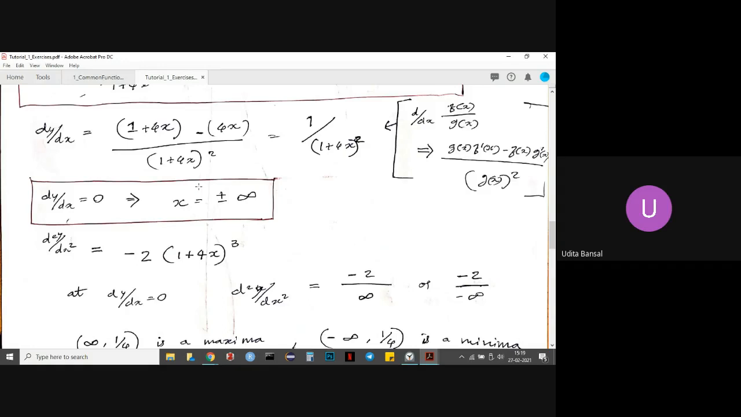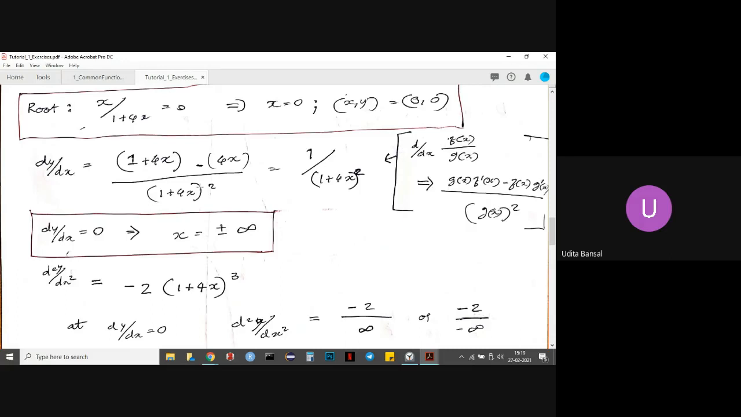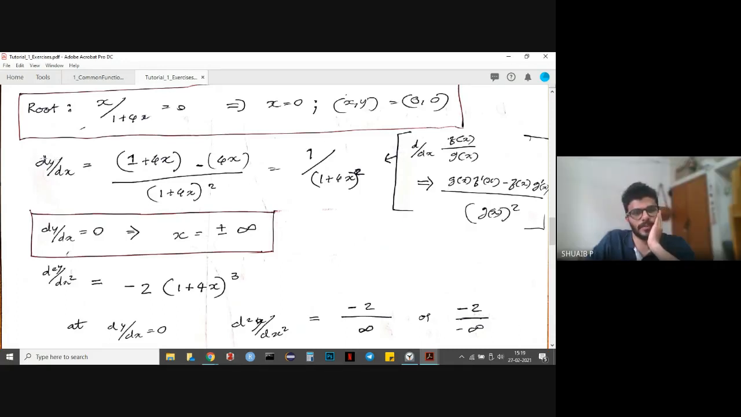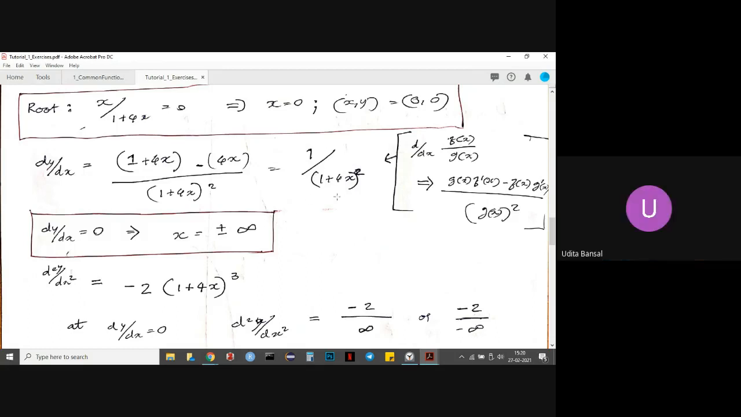One question, Joel. When dy by dx is equal to 0, how does it imply that x is plus or minus infinity? So by getting the derivative, we get it to be 1 by (1 plus 4x) whole square. So this can become 0 when x is equal to infinity or minus infinity. 1 by this thing will be 0 when the thing inside tends to infinity or minus infinity. Oh, got it. Thanks.